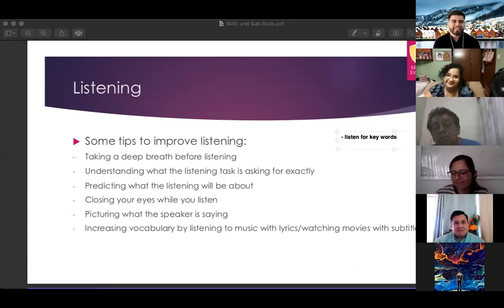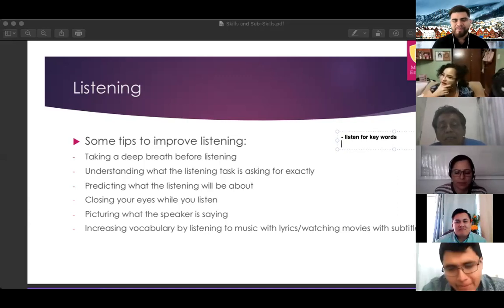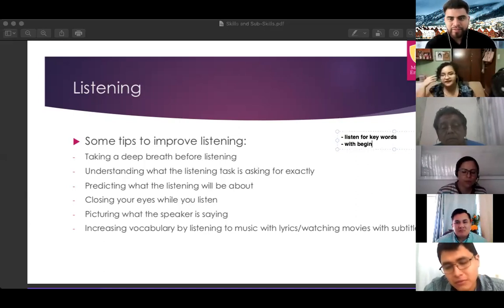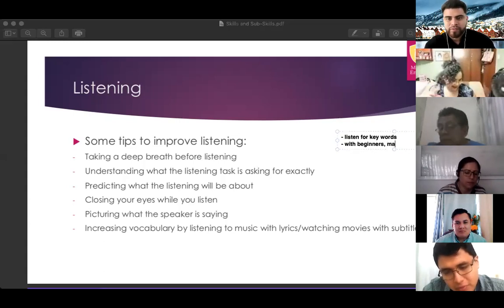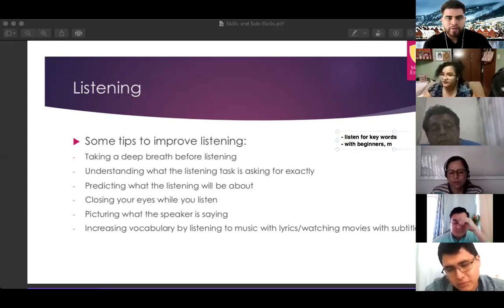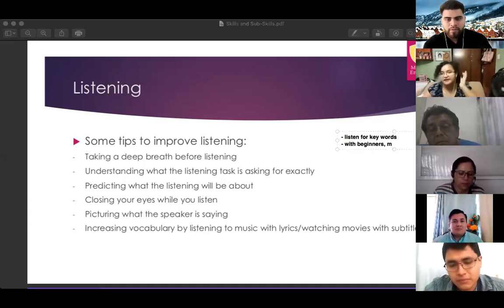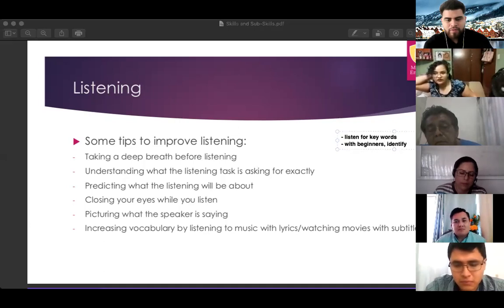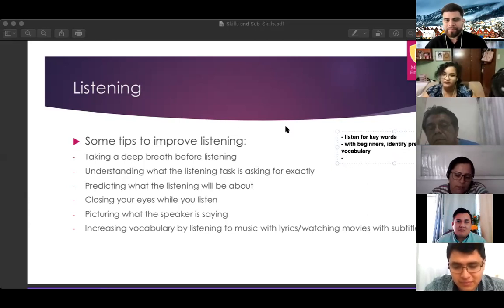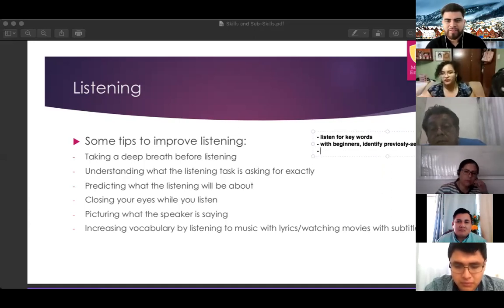Jocelyn, Gustavo Andres, Tocayo, Jesus. With beginners, sometimes I make them listen and I tell them to identify vocabulary that we already saw. I mean, that is a tip for beginners. They're not getting the general idea, they're just looking for vocabulary. Mm-hmm. Okay. Very good. It's like an extra activity, right? Like before we start with the listening activity, it's like a warm up for me.